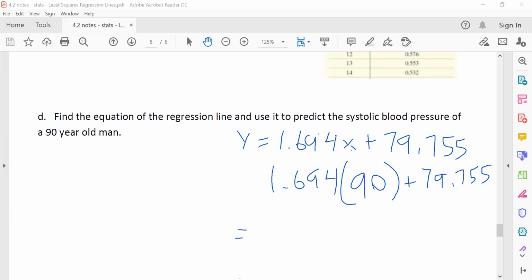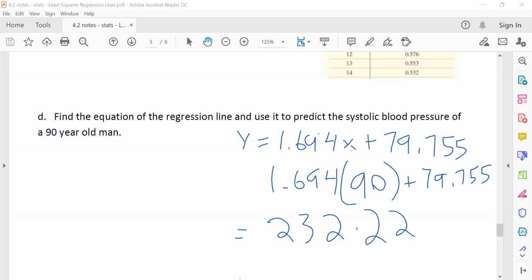Anywho, so 1.694 times 90 plus 79.755. So this model predicts a blood pressure of 232.215. Well, that's dangerous. I don't think you'd be alive. That would tell me the machine reading is wrong. So maybe this model is not a great model.